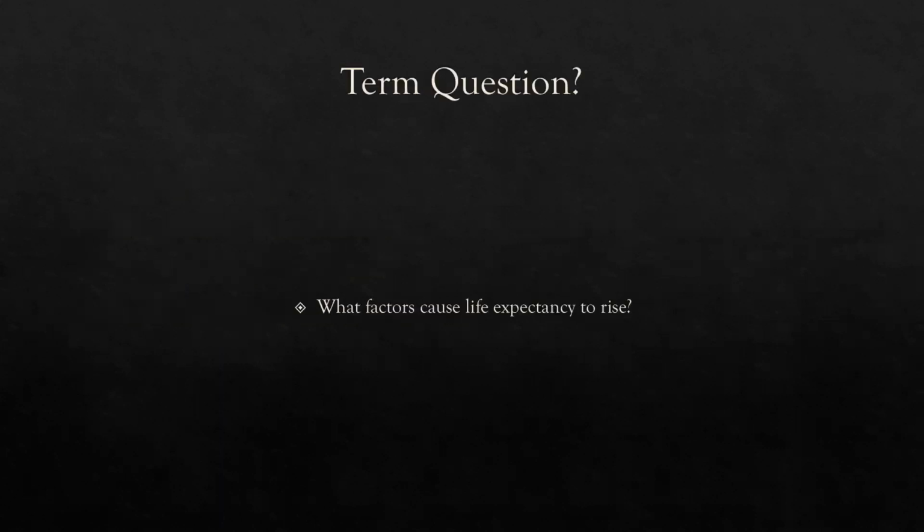My term question is, what are the factors that cause life expectancy to rise? Throughout the rest of this presentation, I'll discuss my model and the descriptive statistics that go along with it, including the mean, standard deviation, the minimum, and the maximum. The next section will go over the correlation coefficients between the dependent and independent variables. Then we'll transition into the empirical results, and the final thing we'll go over is the policy recommendations to government officials to make changes to their laws in order to maximize their population's life expectancy.